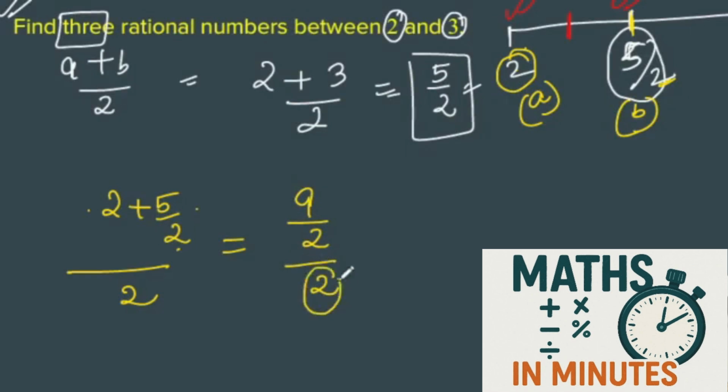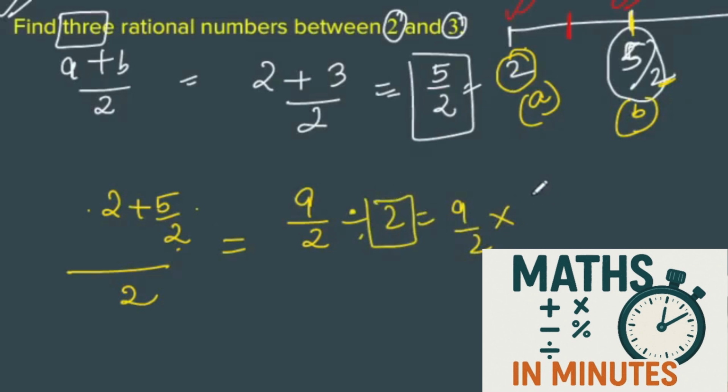Now this 2 is in division, so यहाँ पे ये रेसिप्रोकल हो जाएगा. इसको ऐसे समझो बिना कन्फ्यूजन के, अगर ये 9/2 है तो हमें इसे डिवाइड बाय 2 करना है, right? And we know when we divide, the division sign changes to multiplication and 2 will be reciprocal. So it will be 9/4. So 9/4 will be your second rational number, right?